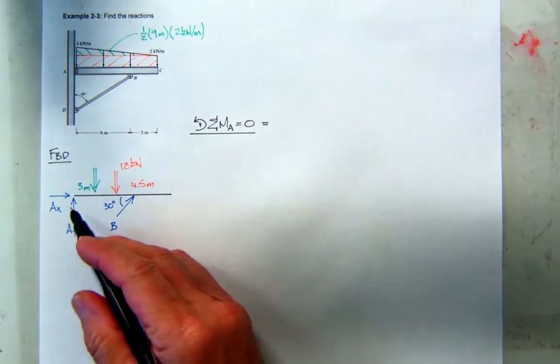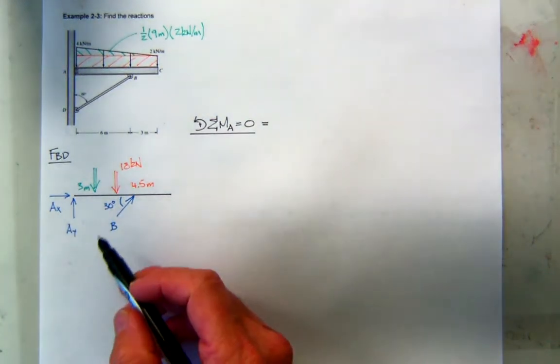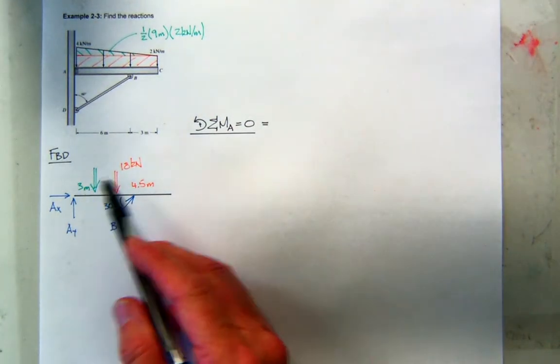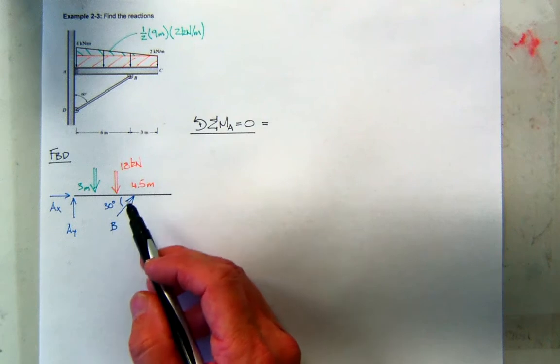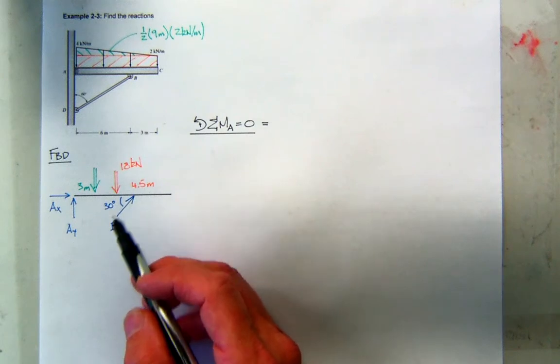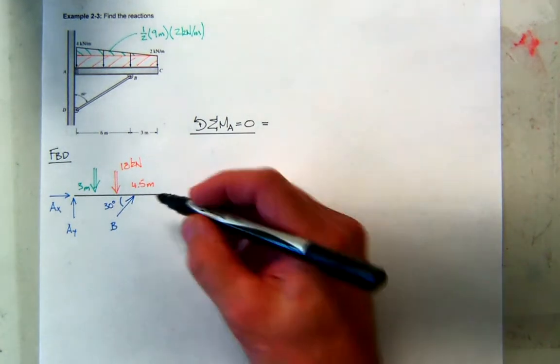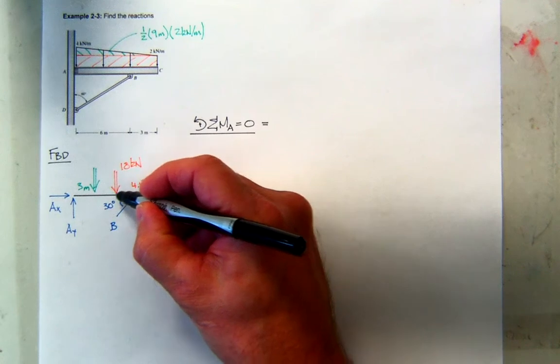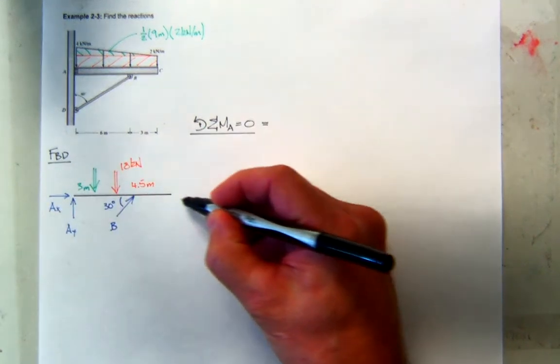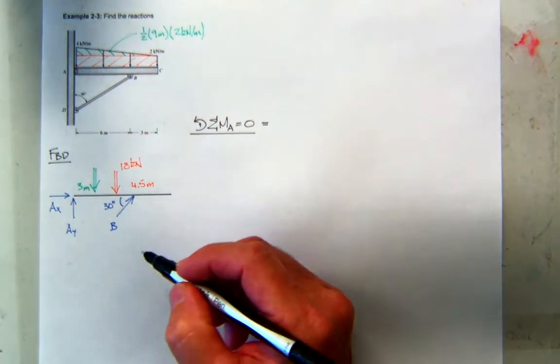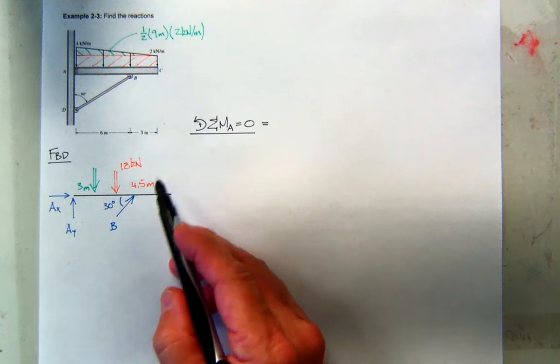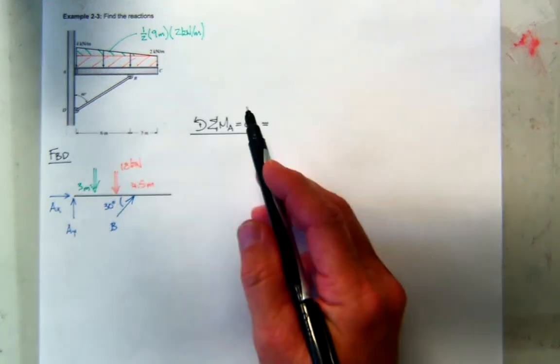So what creates moment about A? Well, I have my B reaction and a couple of unknowns. Now, when you have a force like this at an angle, I find it easier to break it down into a component whose line of action is perpendicular through the point. That would be the x component of B. See, it's going to pass through A, so it's not going to create any moment.